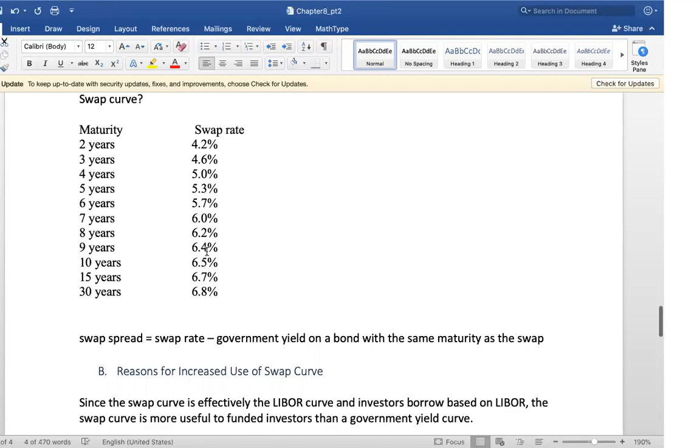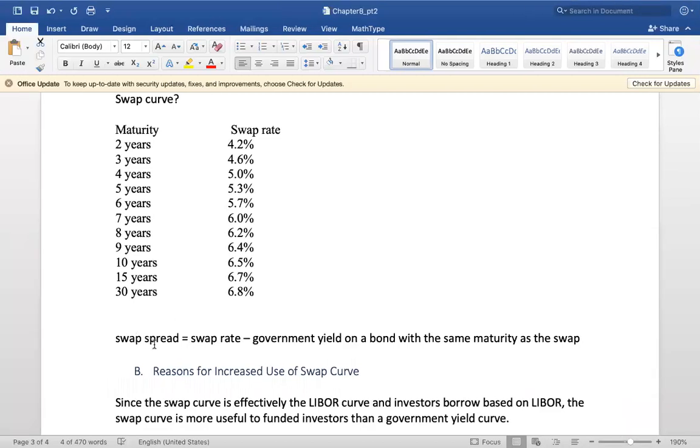Finally, let's look at how the terms of a swap are quoted. Rather than quote a swap rate for a given maturity, the convention in the swap market is to quote a swap spread. The swap spread is basically the swap rate minus the government yield on the bond with the same maturity as the swap. So the benchmark, as I said, is the government security.